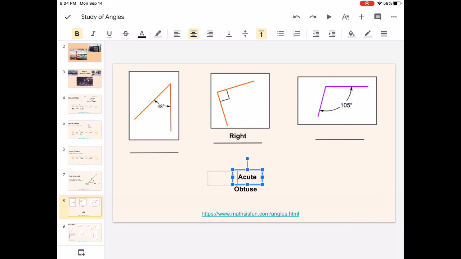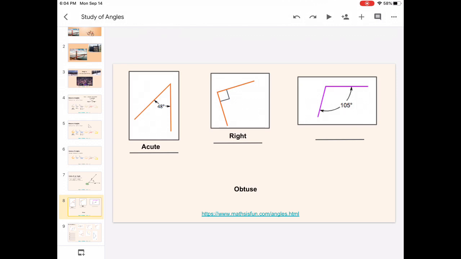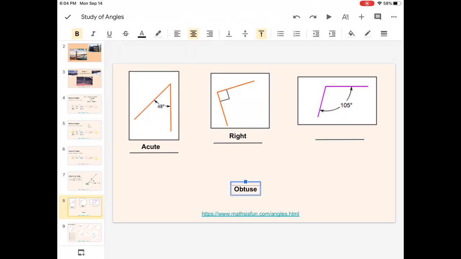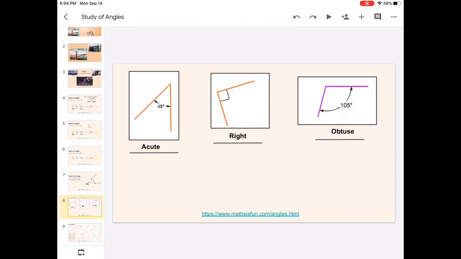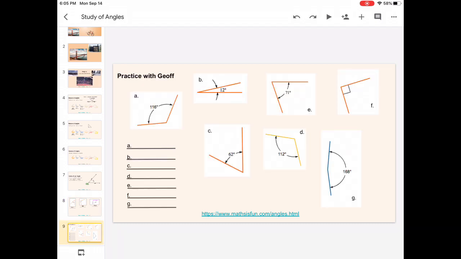And I guess that kind of gives away the last one too, doesn't it? Is 105 greater than 90 degrees? It sure is. All right, so we've labeled these angles. Let's take a look. I've got another one here. This one's a little trickier. Here's a greater number of angles.